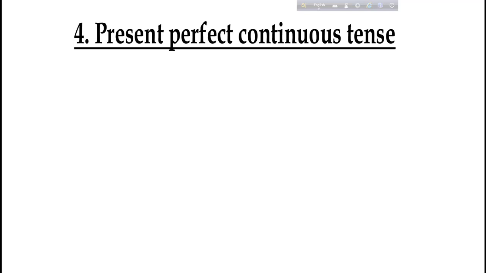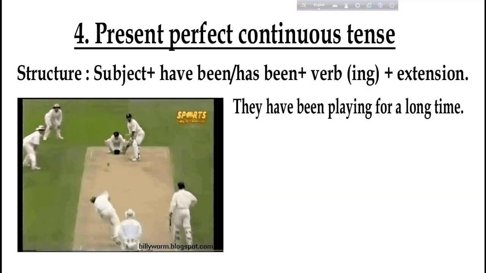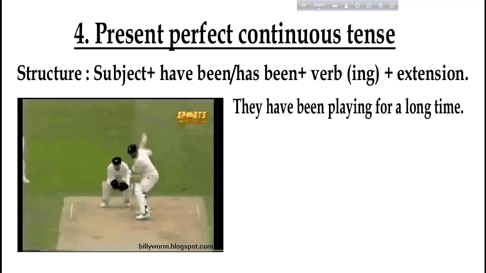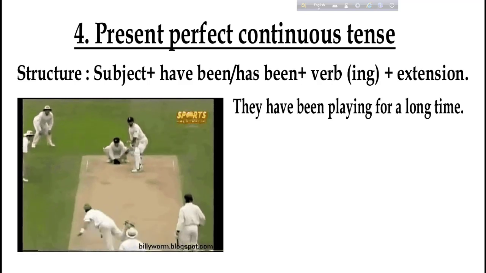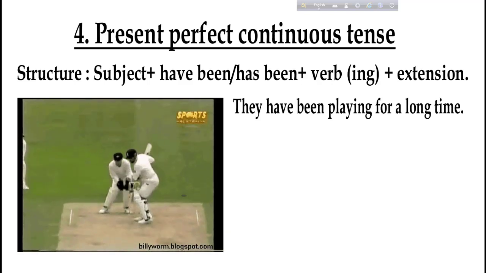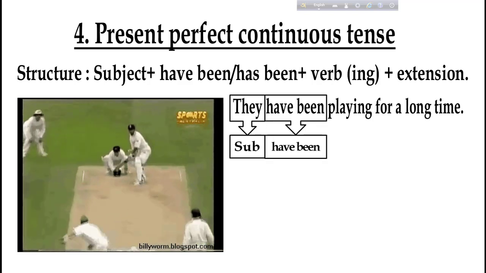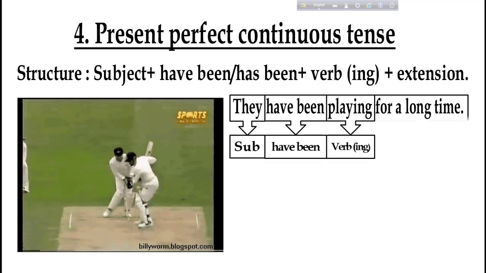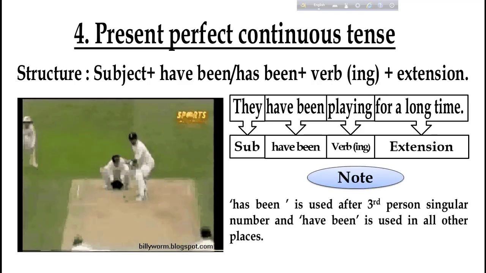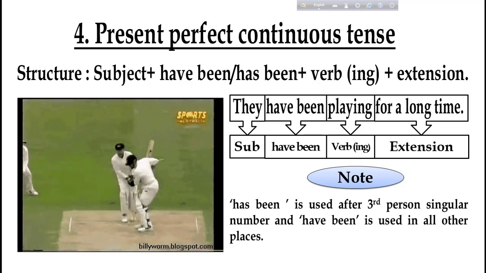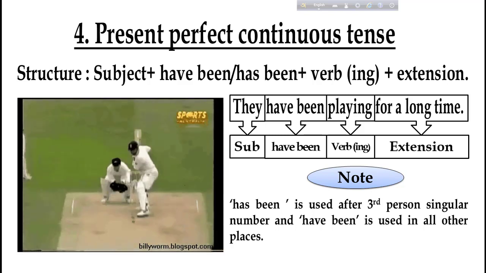Number 4, present perfect continuous tense. Structure: subject plus have been or has been plus verb with ing plus extension. They have been playing for a long time. In here, the subject they, have been, playing verb with ing, for a long time, extension. Note: has been is used after third person singular number, and have been is used in all other places.